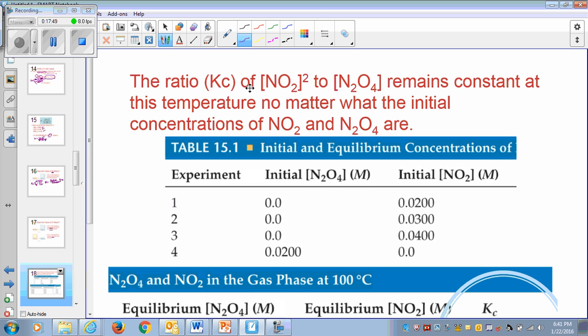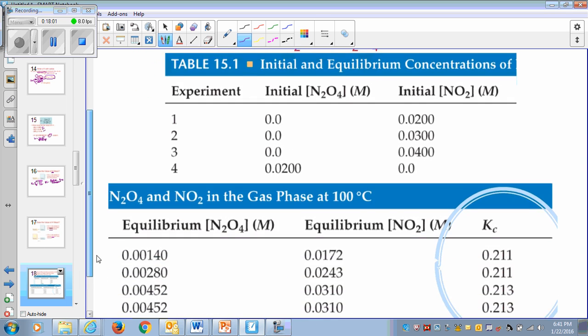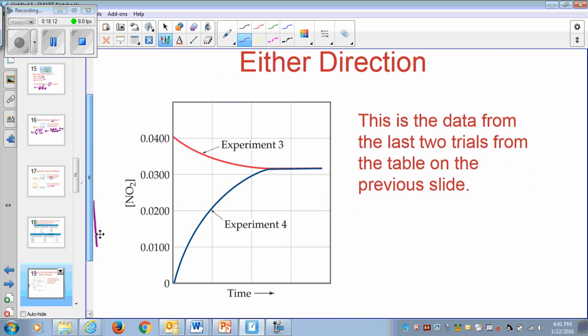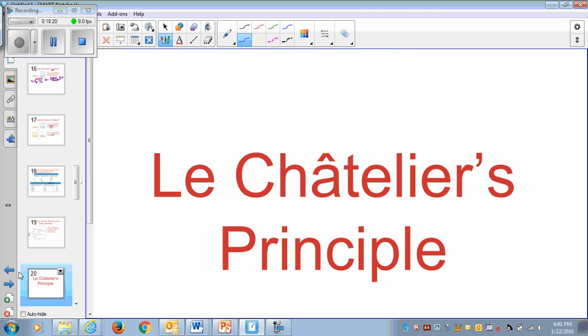The Kc of nitrogen, or in any chemical reaction at a constant temperature and pressure, does not change. It remains the same. But if you change the temperature, the concentration will change, and it will change the Kc as well. So you need to keep that in mind. Equilibrium can be reached from either direction. I explained that earlier on. Here is the data that proves that it doesn't matter which way you come, you can reach the equilibrium regardless.